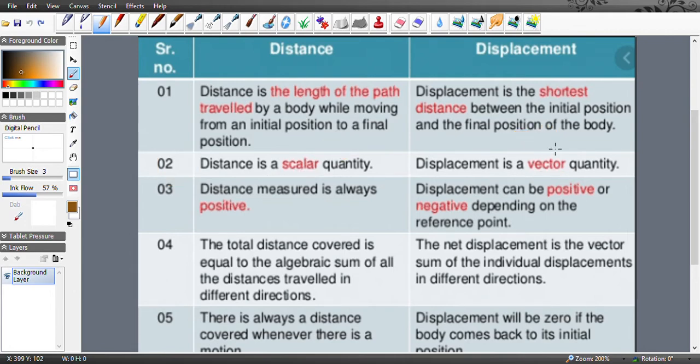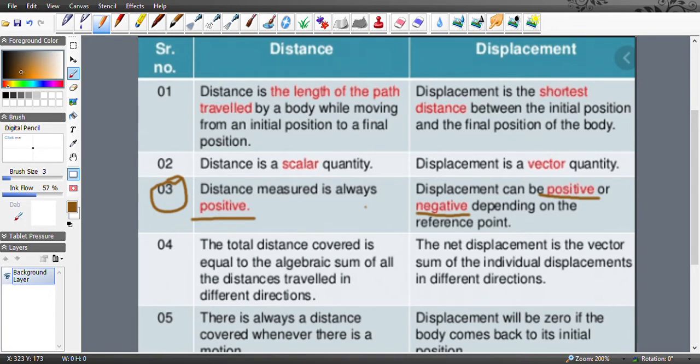Now the difference number 3: distance measured is always positive. Displacement can be positive or negative depending on the reference point. You have never heard someone saying that I have traveled -3 meter or -5 kilometer, because they have traveled distance, not displacement, and distance is always positive.